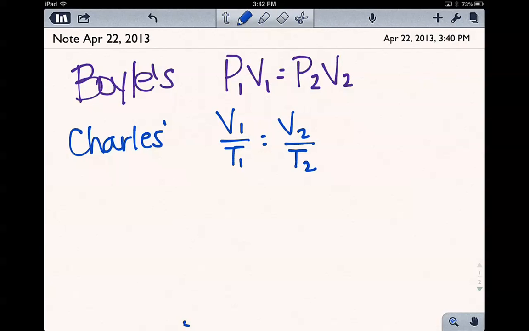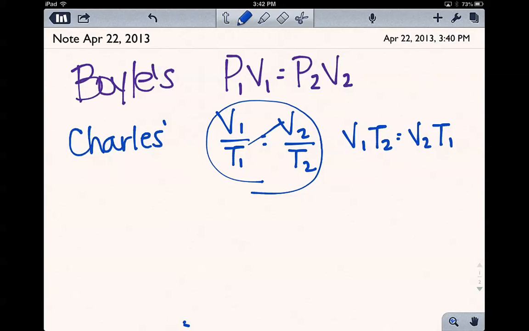And if you remember from class, I like to write this... I'm not really fond of fractions. So I'll usually write it as V1T2 equals V2T1, which is just taking this original equation and cross multiplying it.